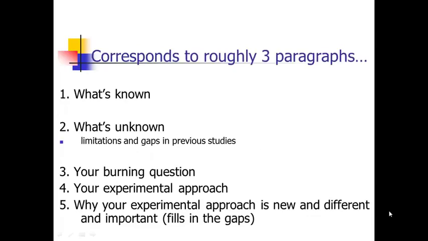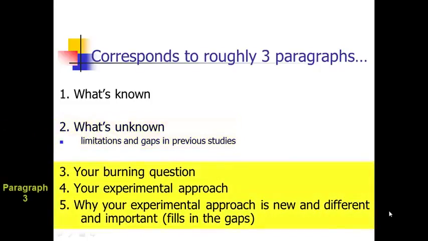And you can kind of think of this as roughly 3 paragraphs, right? So paragraph 1 roughly could be the what's known. You don't always have to structure it this way, but you can see how this kind of naturally fits to 3 paragraphs. Paragraph 2 could be the what's unknown, the limitations and gaps in previous studies. You'll see that sometimes authors will switch between the what's known and what's unknown, and might have that in multiple paragraphs, but you can kind of see why this often ends up as 3 paragraphs.